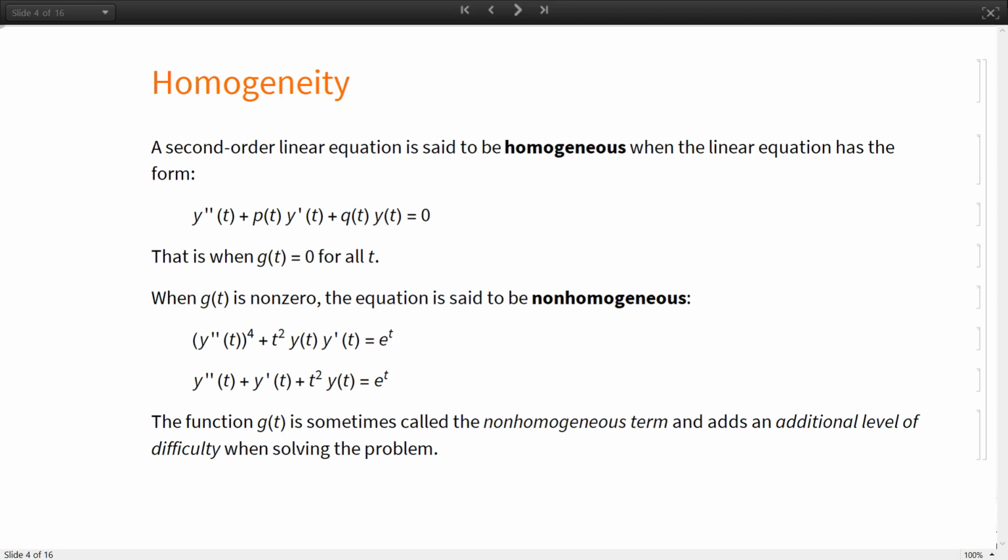A second-order linear differential equation is said to be homogeneous when the equation is in the form given here. In other words, an equation is homogeneous when the g of t term equals 0 for all t. When the g of t term is non-zero, the equation is said to be non-homogeneous. For example, this first equation is a nonlinear, non-homogeneous second-order differential equation, while the second equation is a linear, non-homogeneous second-order differential equation. The function g of t is sometimes called the non-homogeneous term and adds an additional level of difficulty when solving the equation.